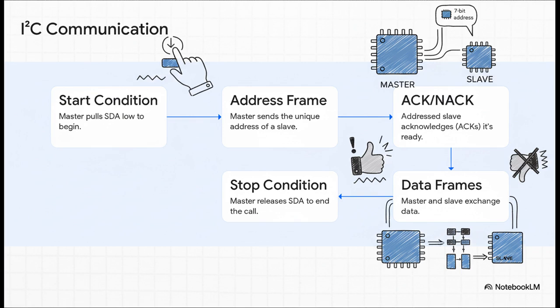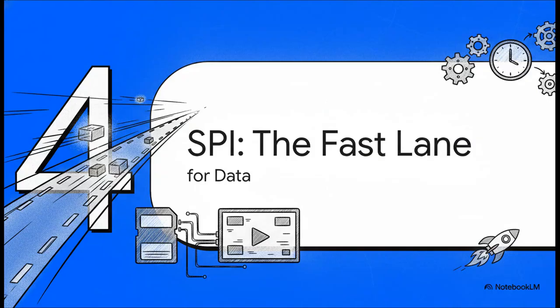After that, the master and that one slave can exchange data. And when they're all done, the master creates a stop condition to hang up the call and free up the line. Now, UART is simple. I²C is super efficient for connecting lots of devices.